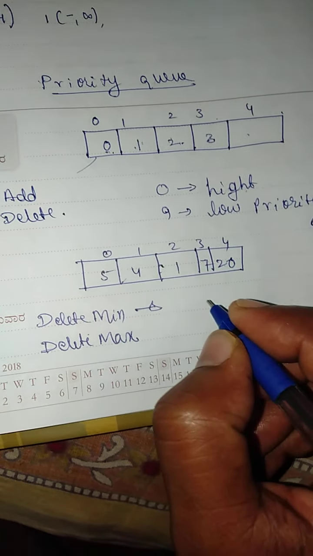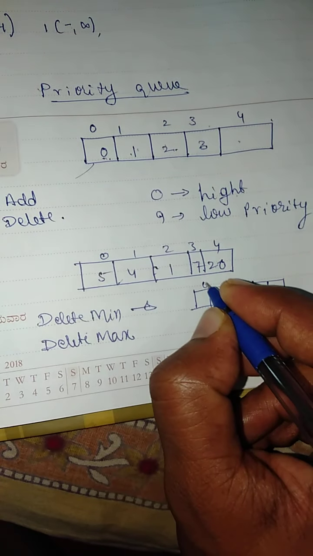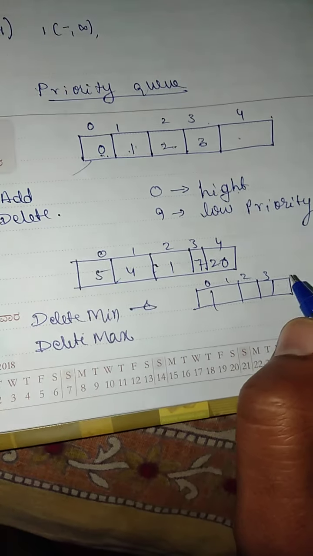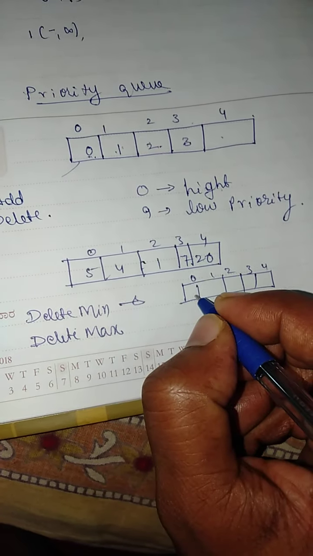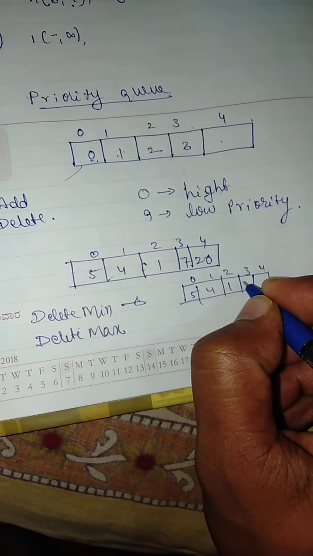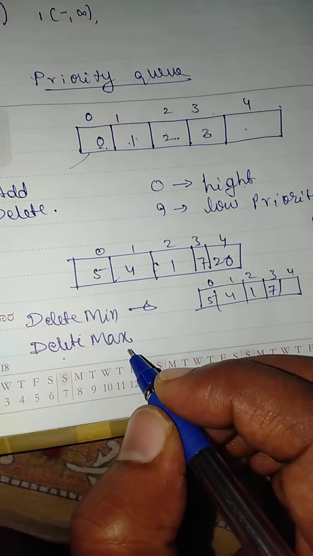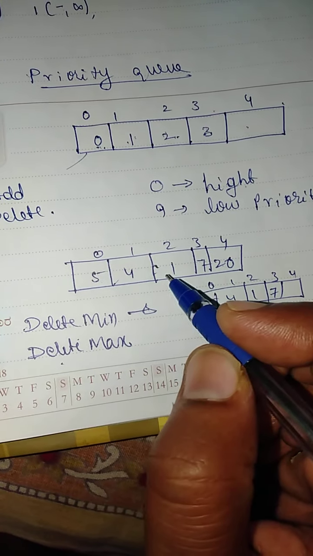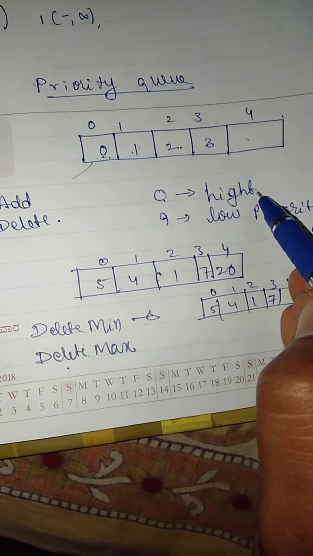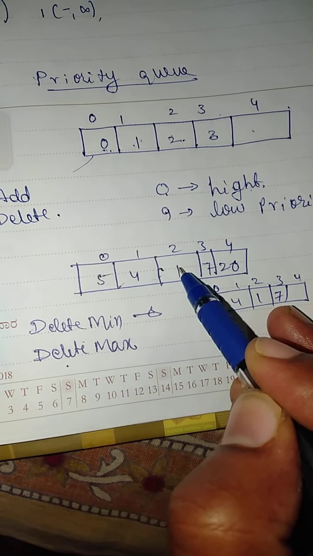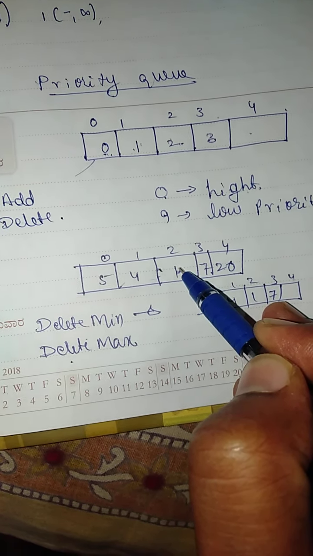Therefore, after deleting the minimum element, the resulting queue is like this. Next, delete max means we have to delete the element which has the maximum priority, and we have defined 0 to be the highest priority. Therefore, out of these, 1 is the highest priority element.